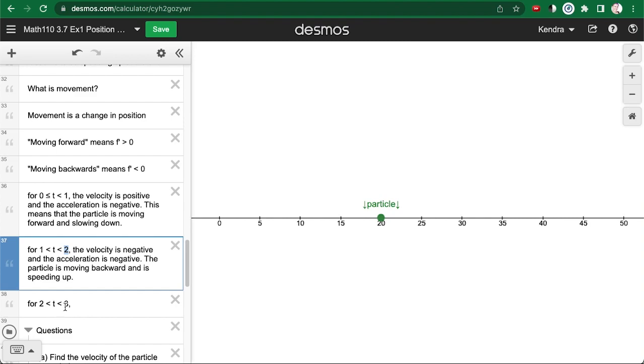This is the last finite interval that I'm going to do, and then we're going to look at t greater than 3. Okay, so for t between 2 and 3, my acceleration has now changed to positive, but my velocity is negative.